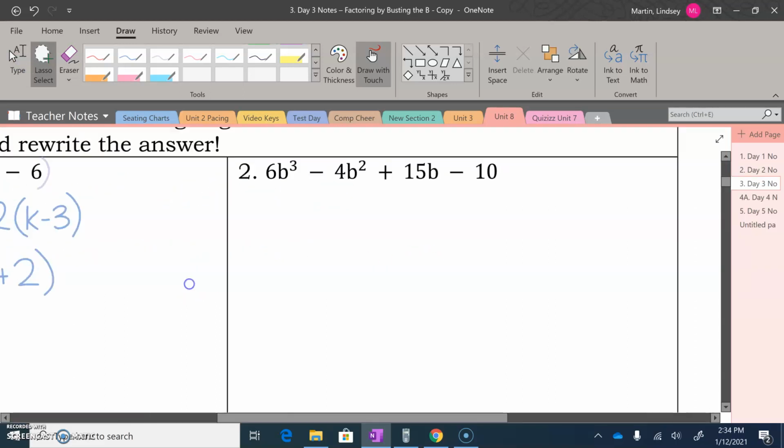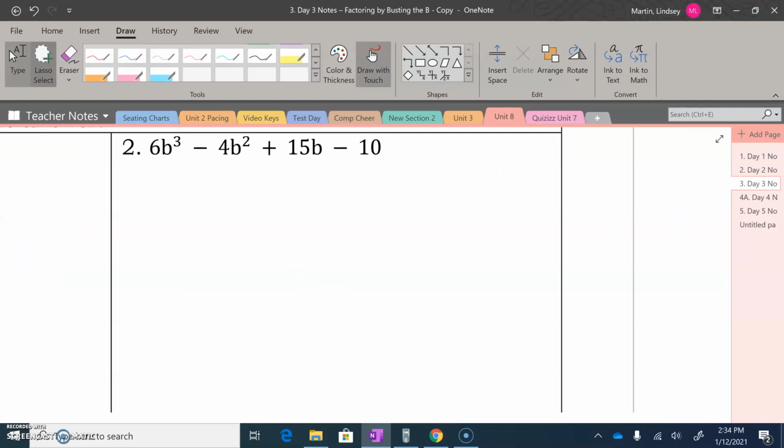Moving on to number 2. First, we're going to verify that it's in standard form from highest exponent to lowest exponent. And then we're going to group my terms together, the first two and the second two. Feel free to group them within the original problem as long as you have a plus sign between your two groups, like is shown here.